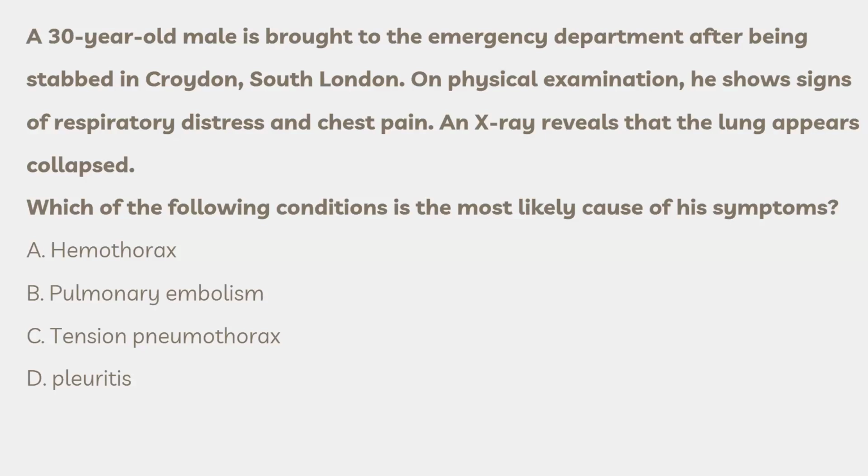A 30-year-old male is brought to the emergency department after being stabbed in Croydon, South London. On physical examination, he shows signs of respiratory distress and chest pain. An X-ray reveals that the lung appears collapsed. Which of the following conditions is the most likely cause of his symptoms?